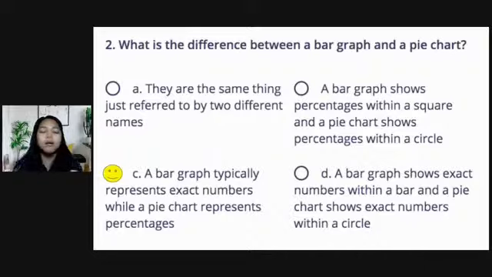Kasi pag graphs kasi, you are representing your data in picture form. And so very easy for them to see the differences between your results, between the different data that you have in your results. And so letter C here is a correct choice. A bar graph would typically represent exact numbers, while a pie chart represents percentages.